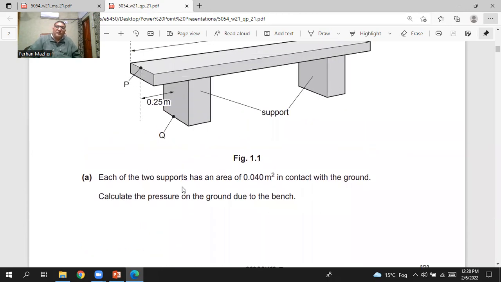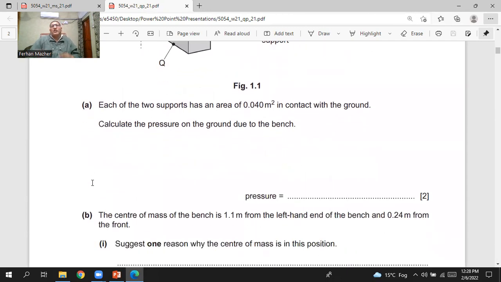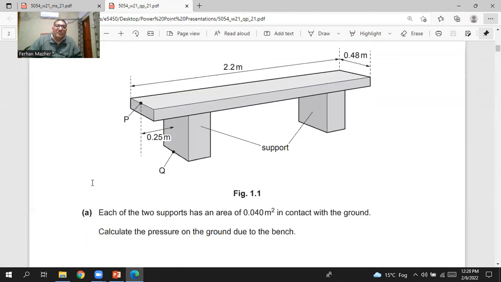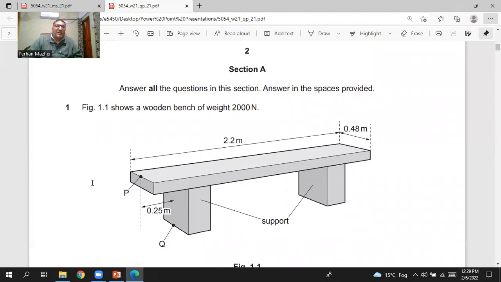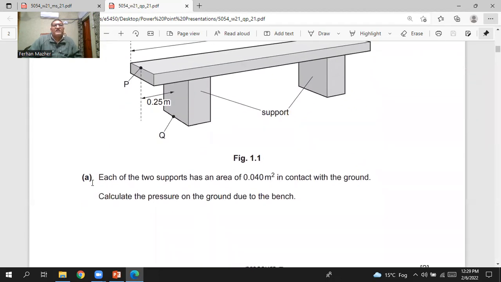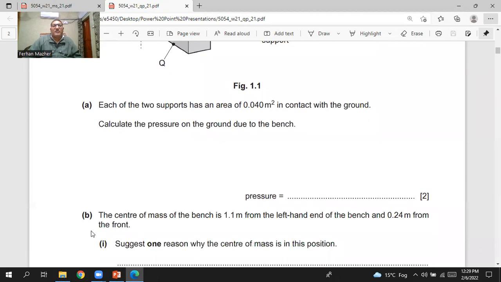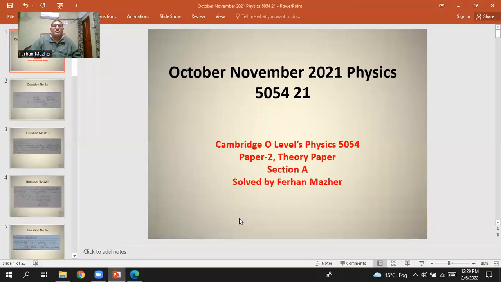Okay, so there are two supports. Each support is of 0.040 meter square. So the total contact area will be 2 times 0.040 meter square. The weight of the bench is 2000 Newton. The pressure on the ground will be the weight of the bench divided by the total contact area with the ground. It's a 2 marks numerical. Let me show you. I have done this.